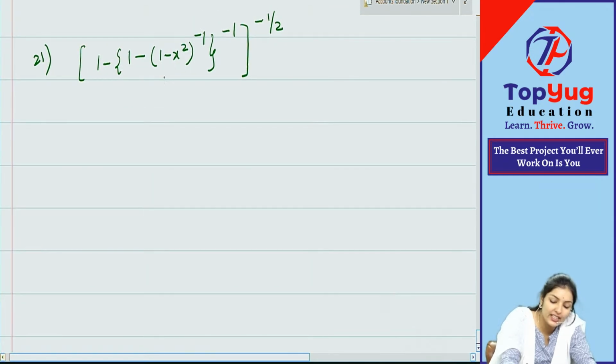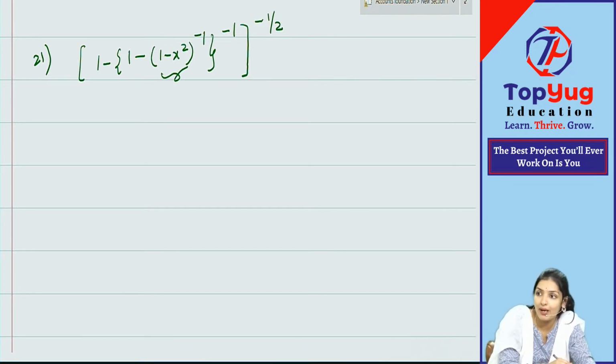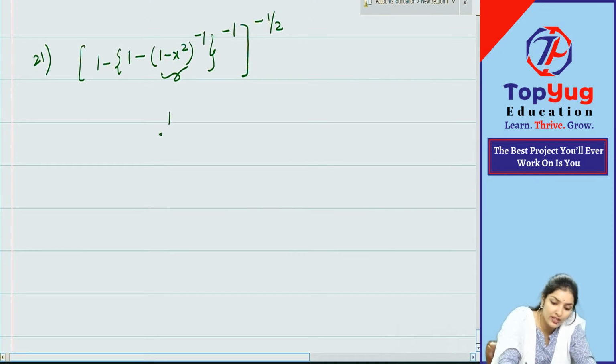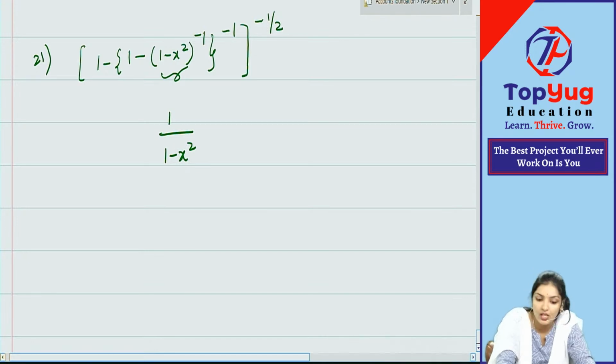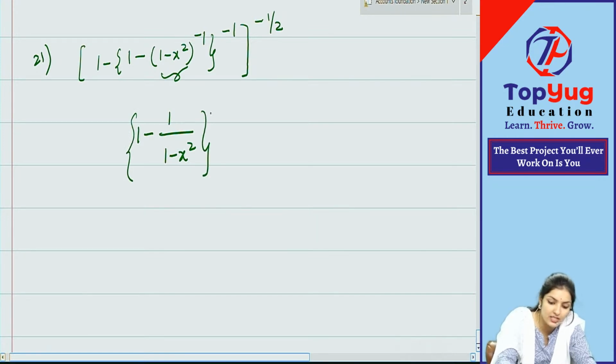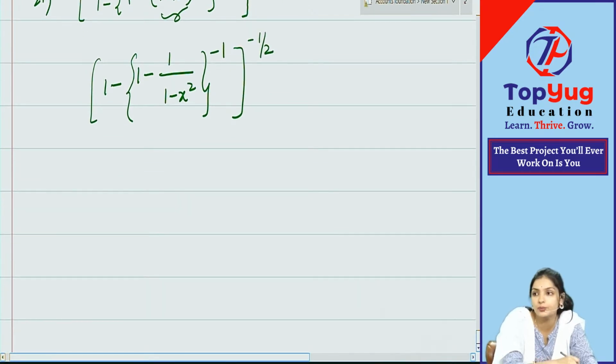So what is the inner part? 1 minus x square to the power minus 1 to the power minus 1. So 1 divided by 1 minus x square can I write? Now this minus 1 would be as it is. Do not copy, just listen to this part. Again minus 1 would be as it is, minus 1 by 2. Am I clear? Am I clear?